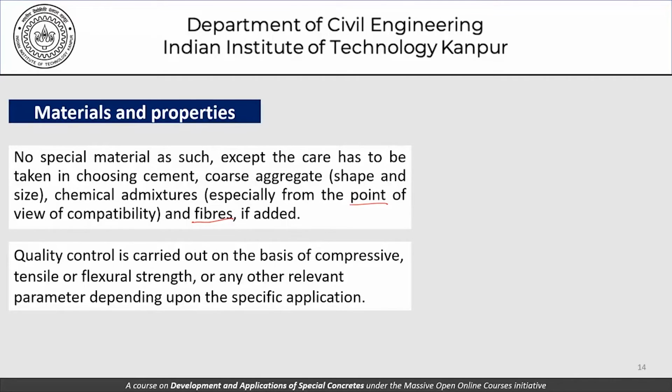Quality control is carried out on the basis of compressive, tensile, and flexural strength or any other relevant parameter depending upon the specific application. So this is not very critical except for the fact that how we make the specimens for compressive or tensile or flexural strength is important. We cannot use normal methods like using a vibrator, depositing it against formworks, using smaller samples that we use, and that's what we have talked about extensively, or at least in some form, in some detail, when we are talking about the need to have special methods for even taking the samples. We'll touch upon this question once again a little later.